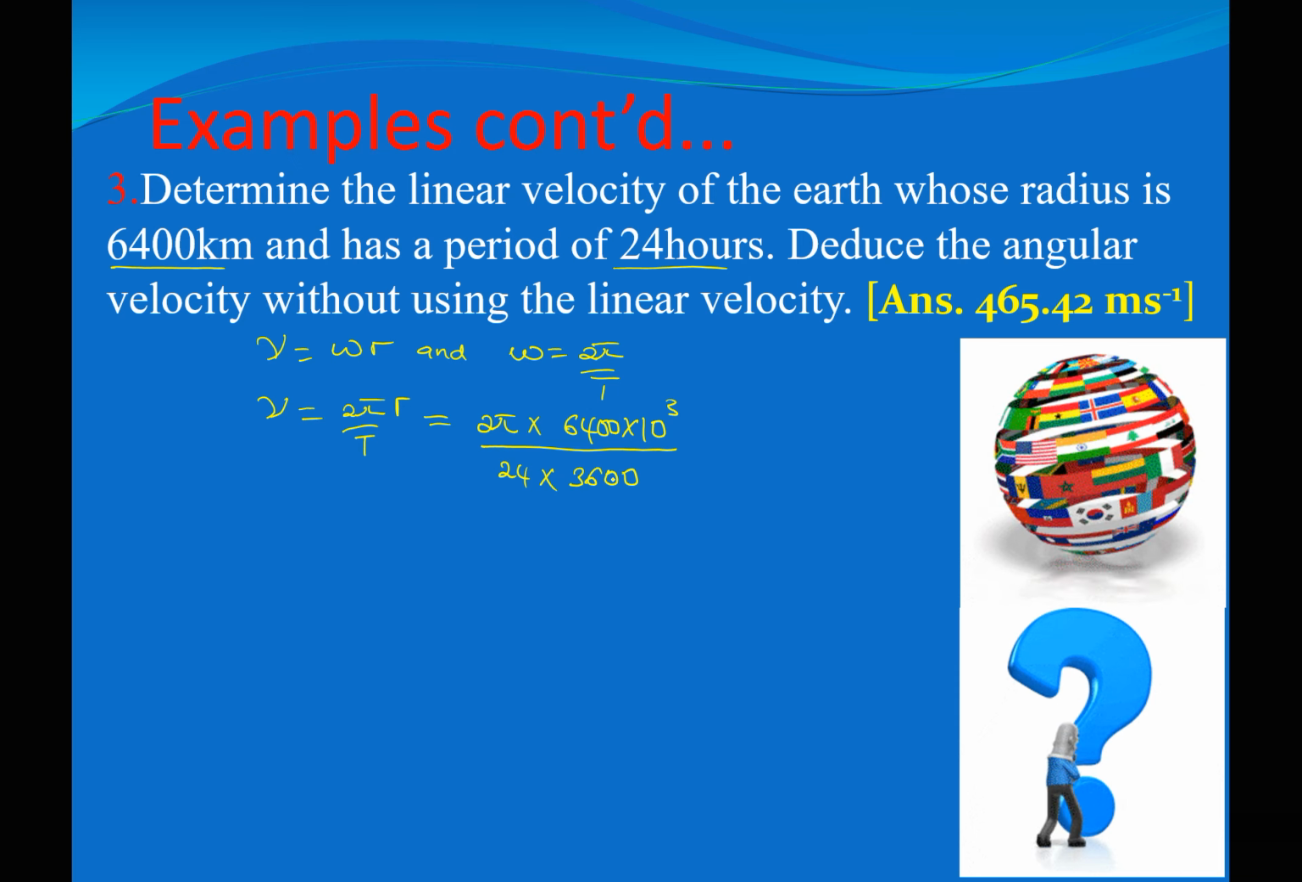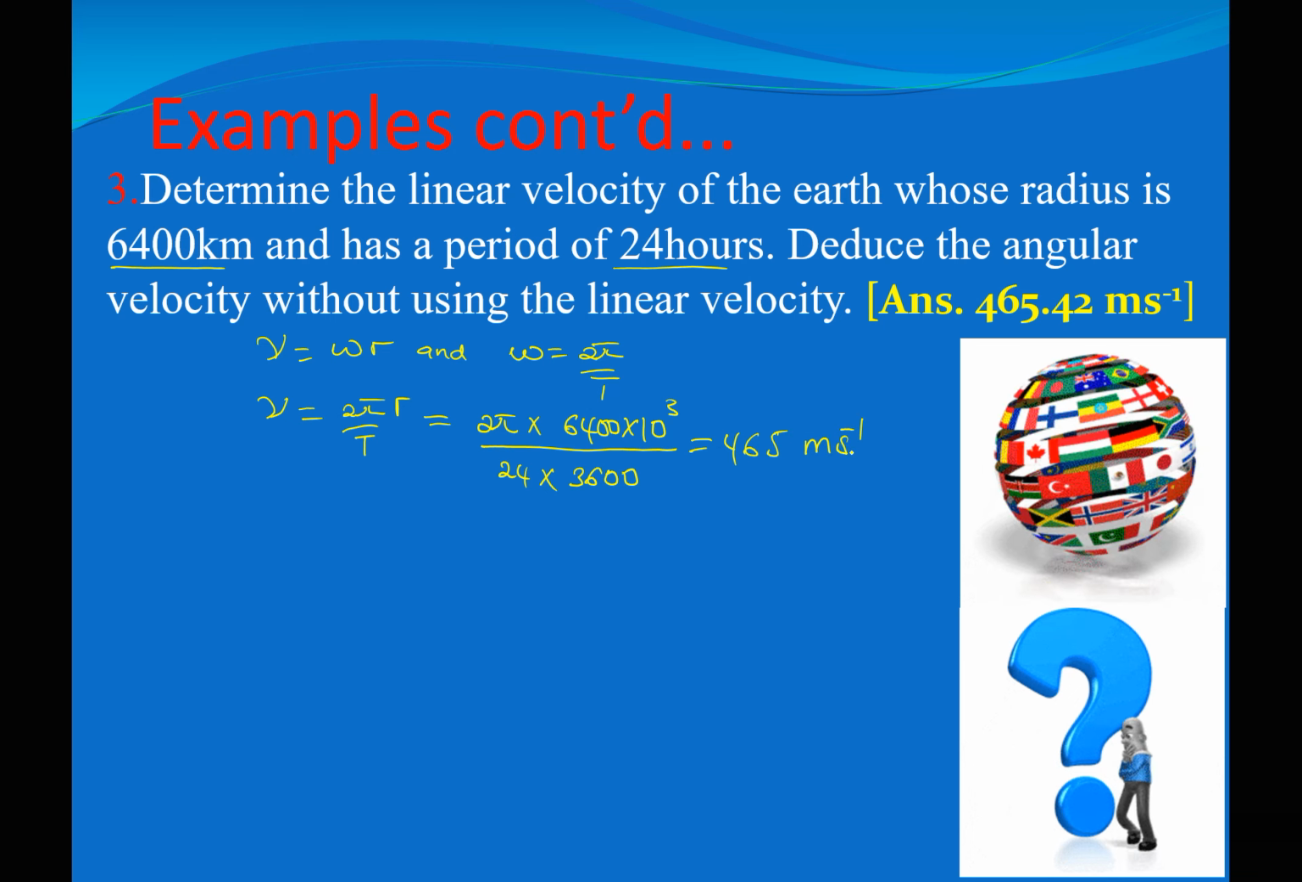So from my calculator, I'm getting this as 465 meters per second, approximately, to 3 significant figures. Then they said deduce the angular velocity without using the linear velocity. So the angular velocity is omega. Omega is equal to, so they say deduce the angular velocity without using the linear velocity.